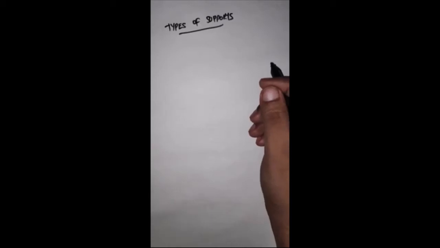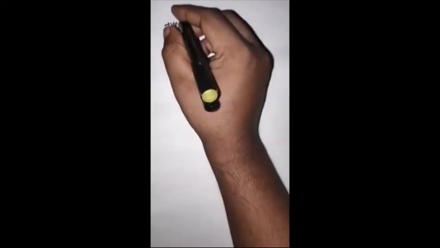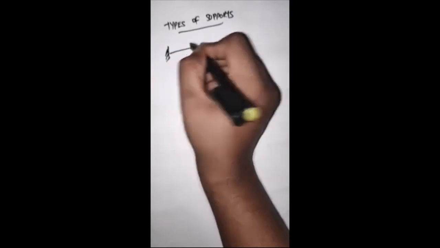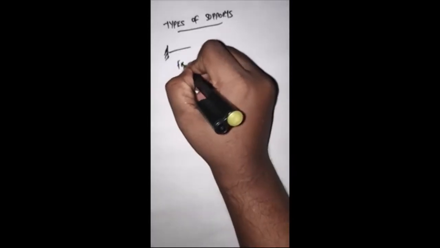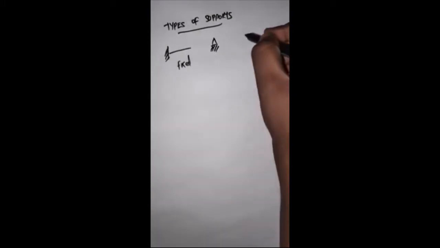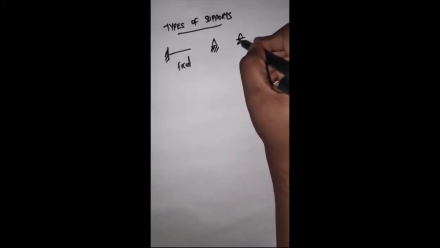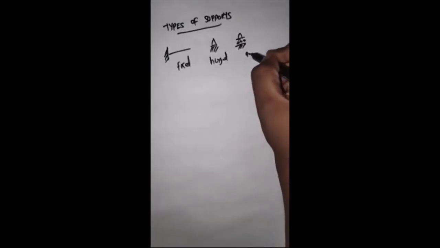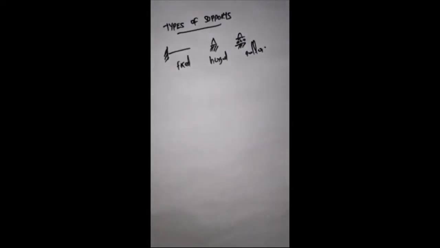This is a video about how to calculate the support reactions. In the last video class we studied the types of supports. Just to brush up, the supports are mainly of three types. First one is a fixed support. Next one is a hinged support, and the next one is a roller support. This one is hinged and this is a roller support.